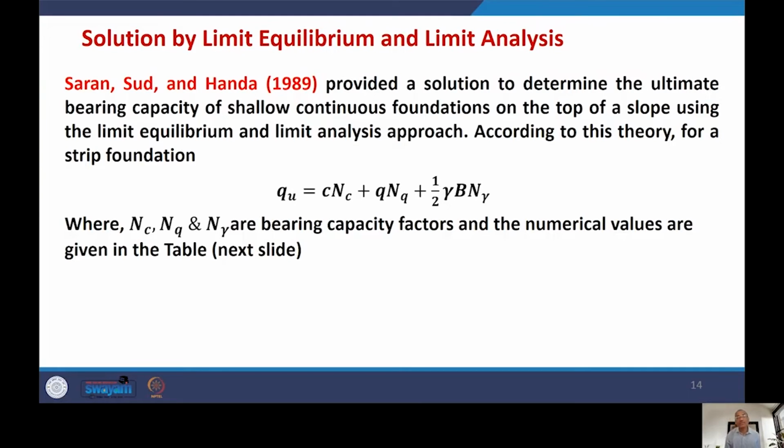And according to this theory, for a strip foundation, again this equation determines the ultimate bearing capacity, and this equation is the same as we discussed in Terzaghi's theory, where NC, NQ, and N gamma are the bearing capacity factors, with numerical values given in the table. So let's see how these bearing capacity factors get changed or affected when you have the presence of a slope.